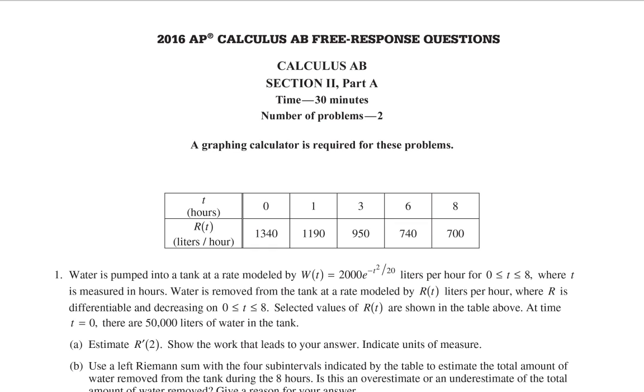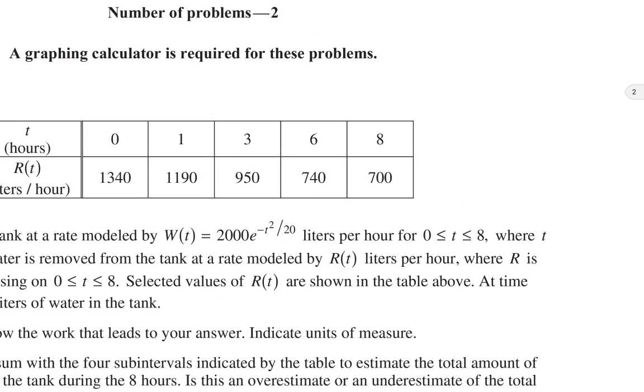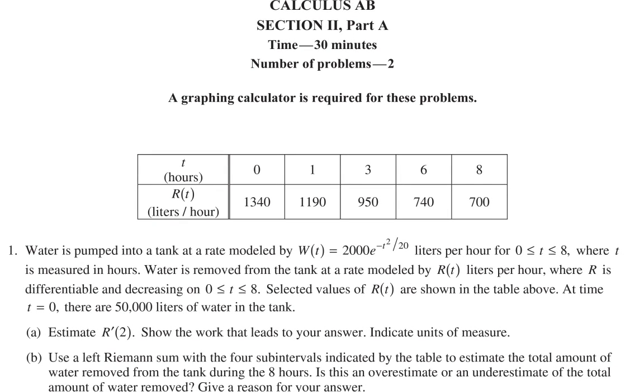So, water is pumped into a tank at a rate modeled by W of T liters per hour from 0 to 8 inclusive, where T is measured in hours. Water is removed from the tank at a rate modeled by R of T liters per hour, where R is differentiable and decreasing from 0 to 8 inclusive. Selected values of R of T are shown in the table above. At time T equals 0, there are 50,000 liters of water in the tank. Estimate R prime of 2, show the work that leads to your answer, indicate units of measure.